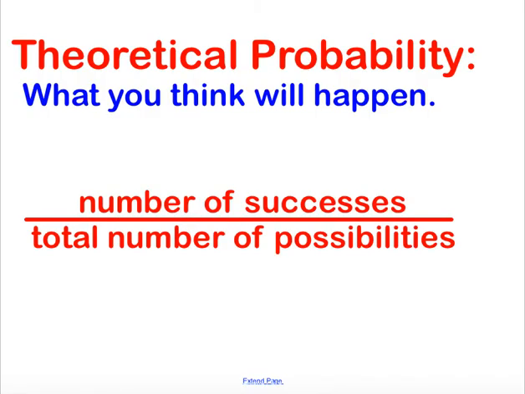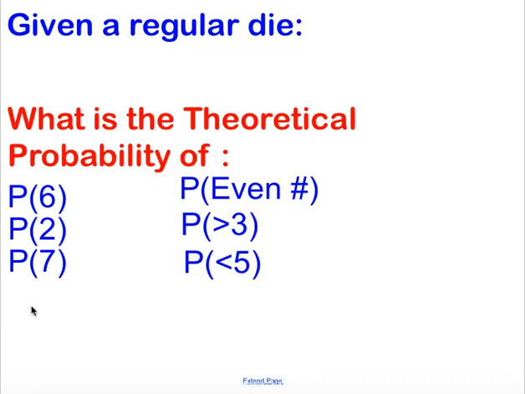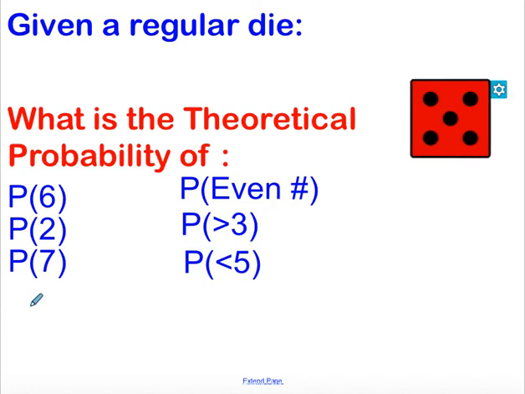Another way to say this, theoretical probability is what we think will happen: number of successes divided by the number of possibilities. So if we look at some simple events like this, what's the theoretical probability of getting a 6? Well, that's 1 out of a possible 6. Probability of getting 7, well, we can't get a 7 on a number cube, so that would be 0 out of 6, or just 0. Probability of getting an even number, well, we're looking at 2, 4, or 6, so that's 3 out of our 6, which is 1/2.